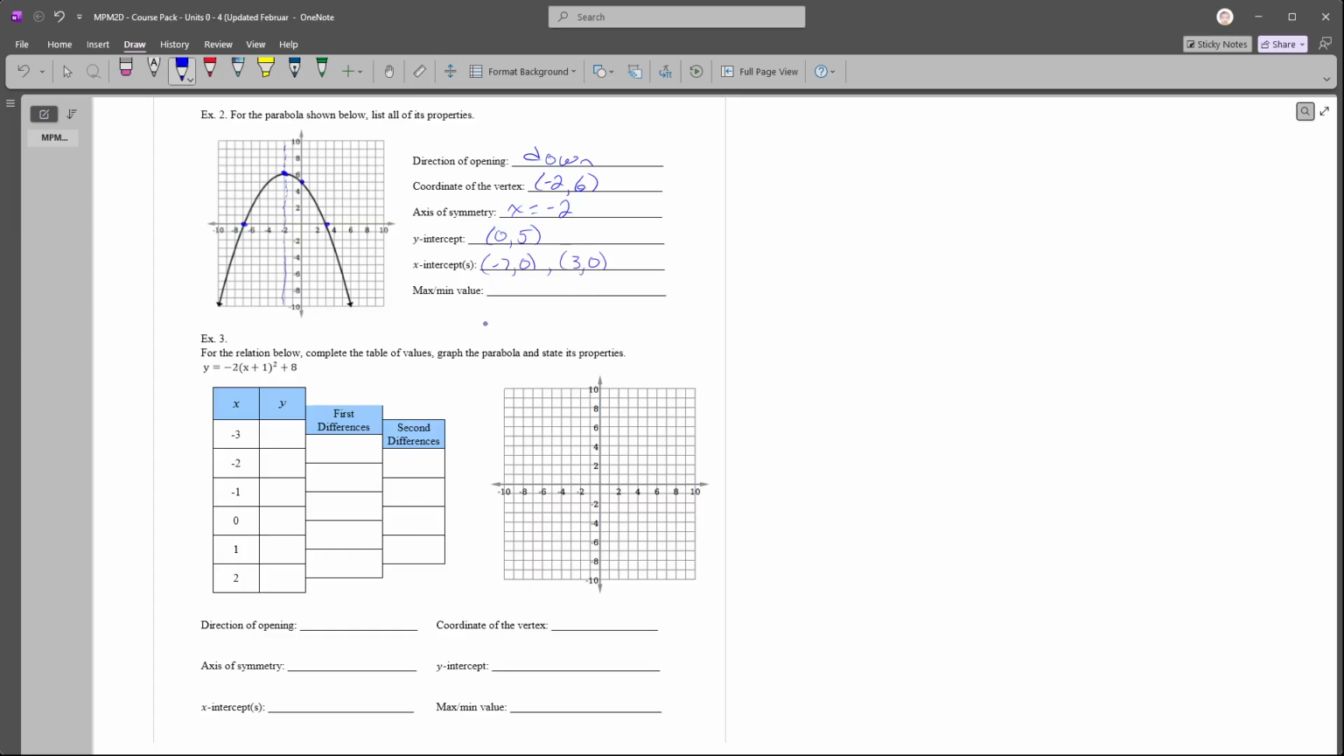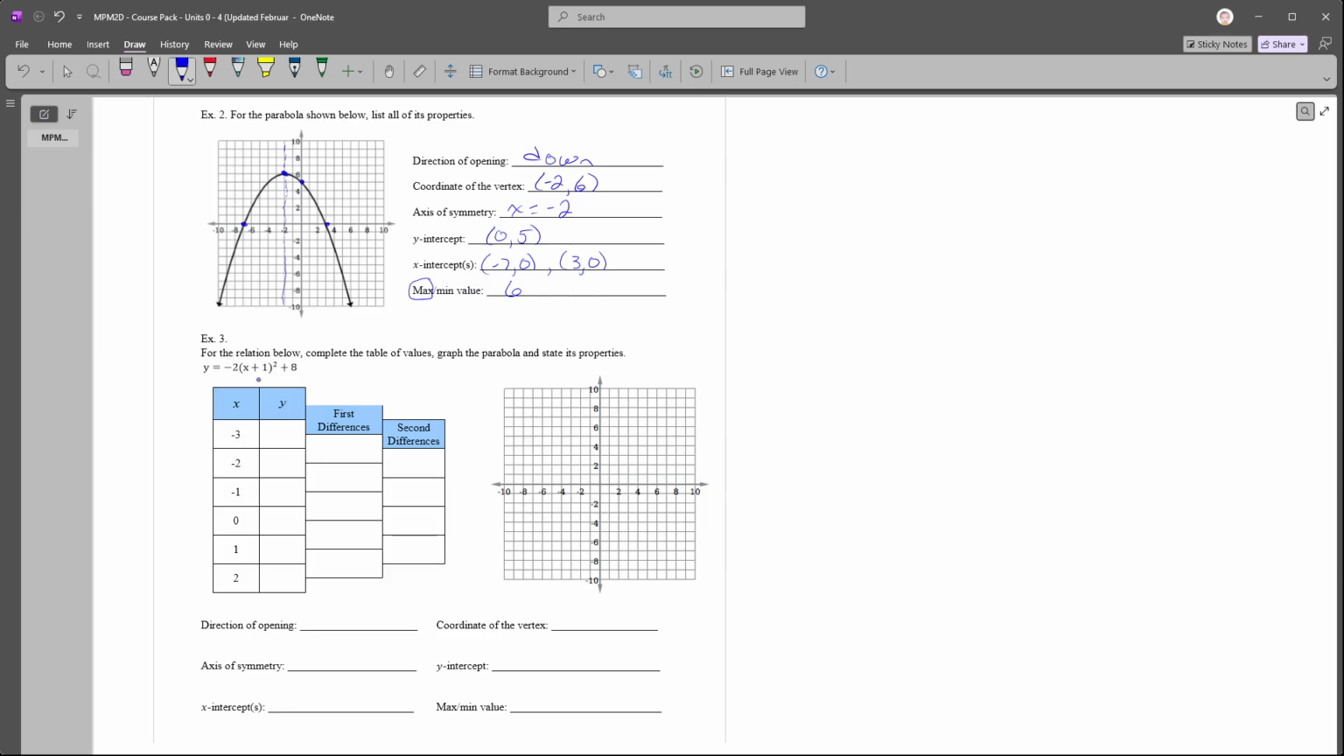And finally, max or min. Well, it's opening down, so that means we have a max. It's a maximum value, and its value is 6. We got all that information. All right, let's look at this next one down here.